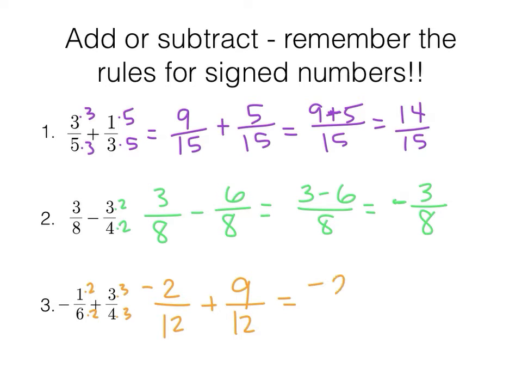So this is now negative 2 plus 9 all over 12. And negative 2 plus 9 is 7. And so that one comes out to be 7/12. Okay, let's do 3 more.